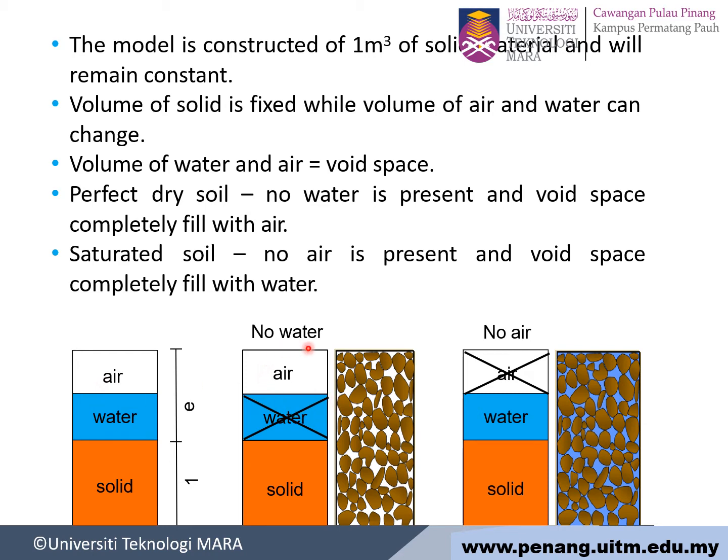Okay, for this condition there is no water, so we only have solid and air. This one we call fully dry. Okay, if you have air, water and solid, partially dry. For this one, we only have solid and water, so there's no air. This one we call fully saturated. This one is a three-phase diagram. This one is a two-phase diagram, and this one is a two-phase diagram. This is the difference between fully saturated and fully dry.